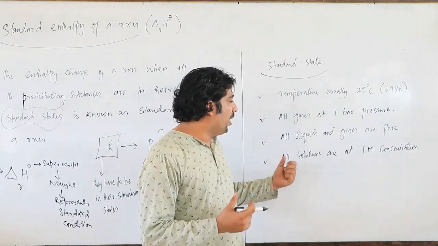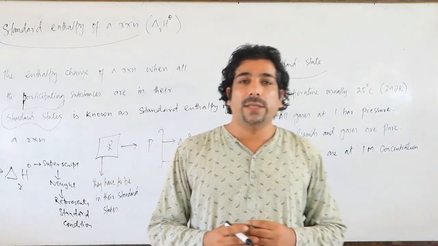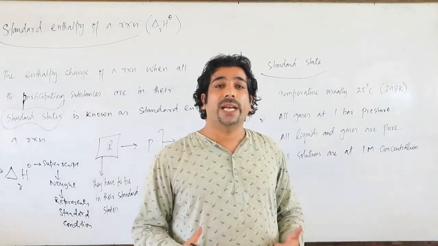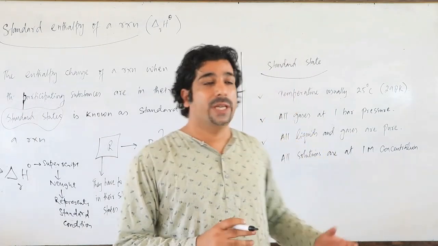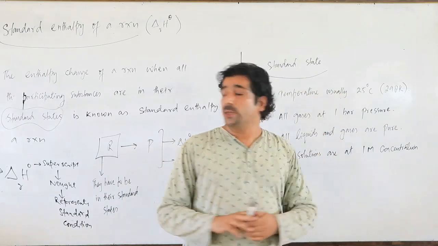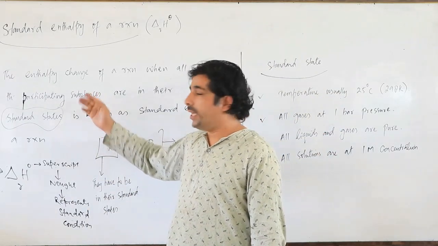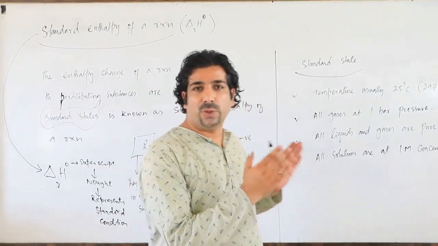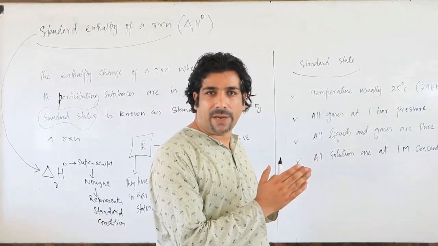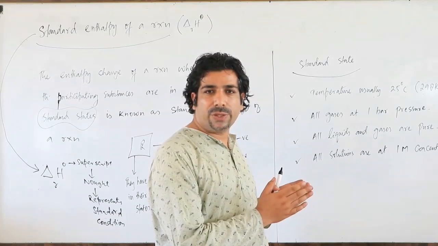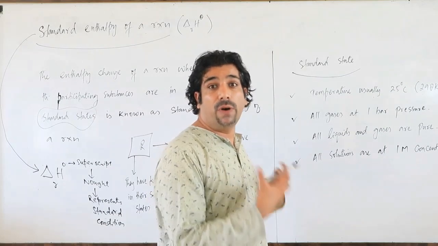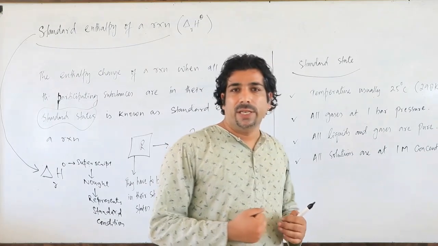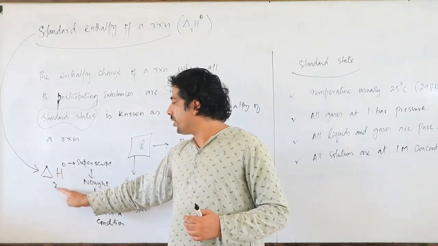And finally, all solutions are at 1 molar concentration. If you take a solution, then the solution has to be at 1 molar concentration. These are the standard states. So the participating substances have to be there in their standard states. Means they have to be at 298 Kelvin temperature, at 1 bar pressure, in the pure form, and if it is a solution, then it should be of 1 molar concentration. Then only we can calculate delta HR naught.